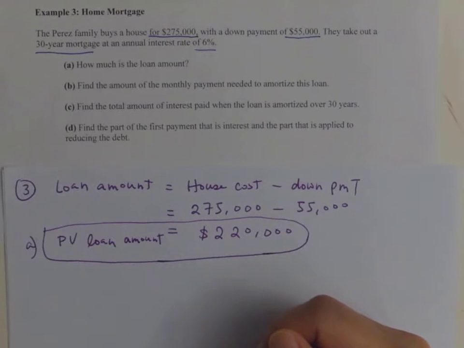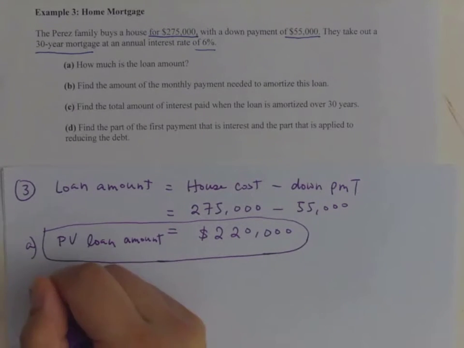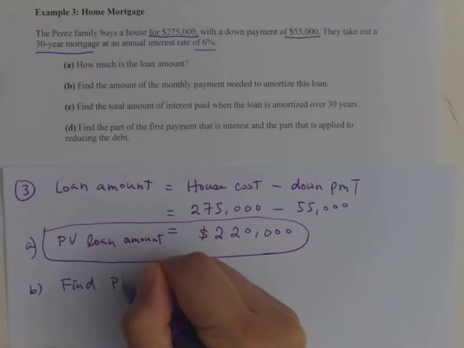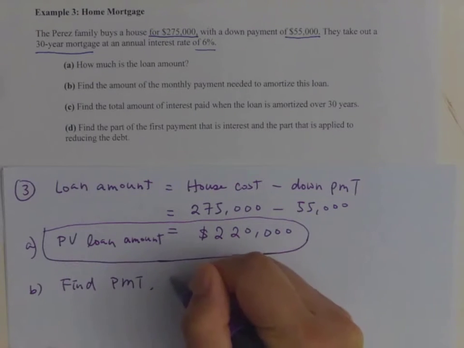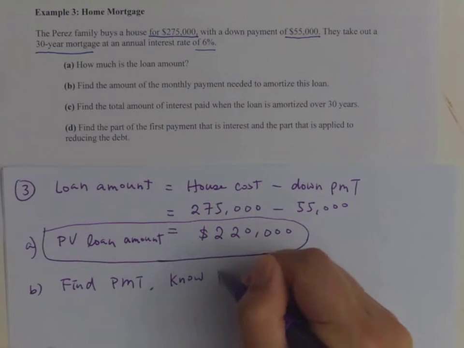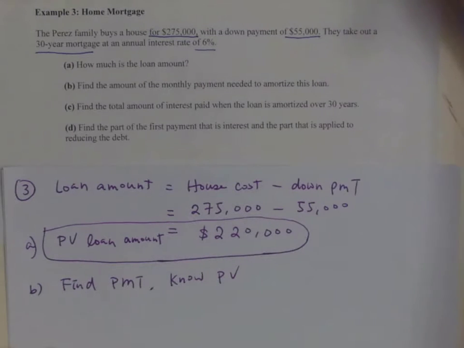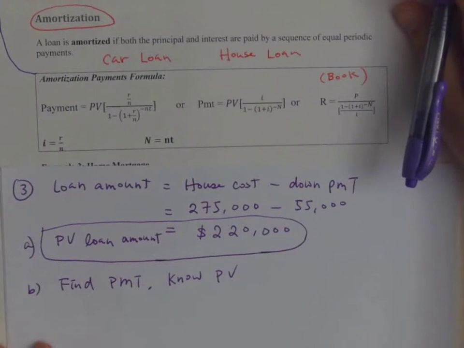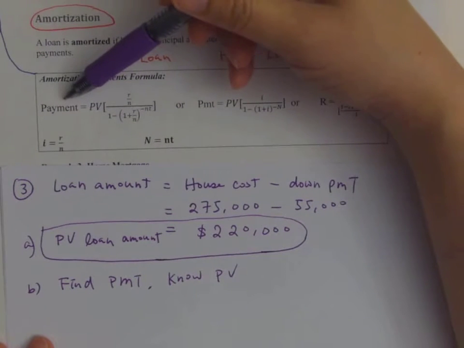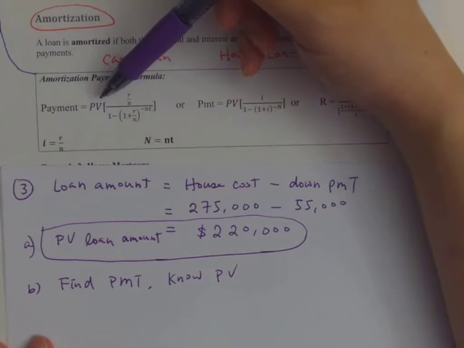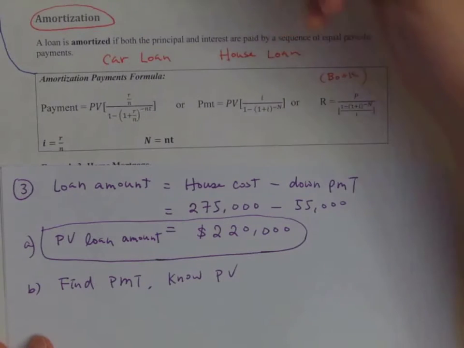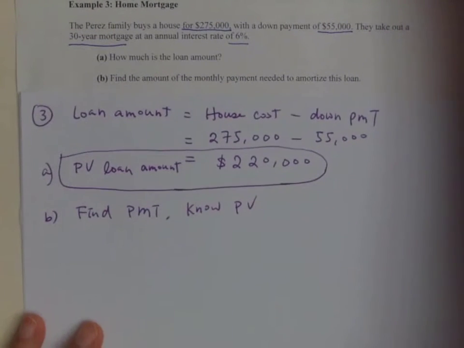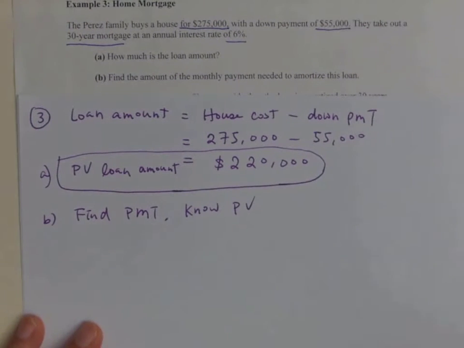For B, they ask for the monthly payment. So for B, we want to find the payments, and we know the present value, right? So we look at the formula. That's the one to memorize, and this is the formula to find the payment. I'm given the present value, so I just need to plug in the other information. Let's write down the formula and then what we know.